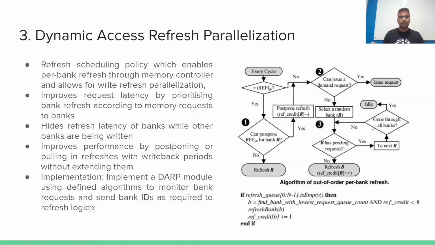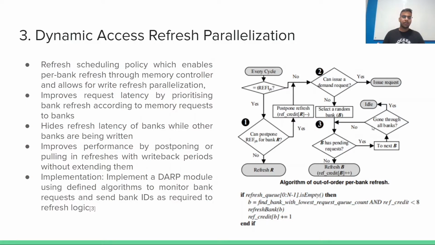Because a REF command triggers refreshes on all the banks within a rank, the rank cannot process any memory request during tRFC. Modern systems which use this mechanism are very restrictive as they require refreshes to occur in a round robin fashion without flexibility. This is where DARP comes in. It has two components. The first component is an out of order per bank refresh that enables the memory controller to specify a particular bank to be refreshed, as opposed to the standard per bank refresh policy that refreshes banks in a strict round robin order.